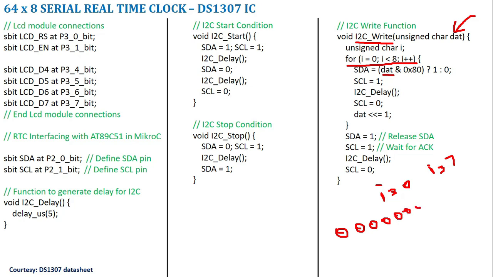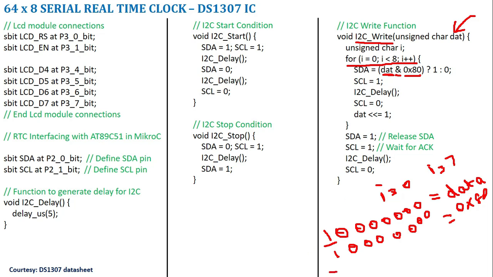0, 0, 0, and the first bit will be 1, right? In that case, what are we going to do? This is your data, so let us assume this is the data, right? I am going to send this data out first. In order to do that, what do I do? I take 8, 0. So this is 0x80, right? So data and 0x80 I have to AND.